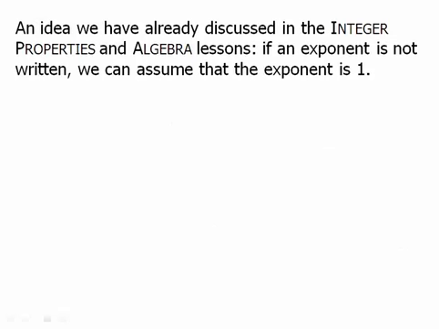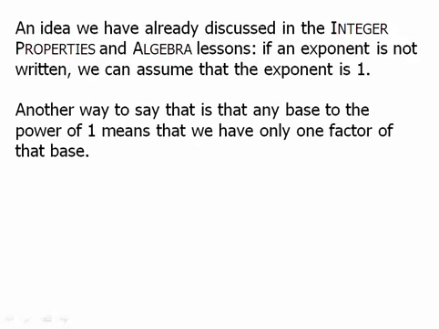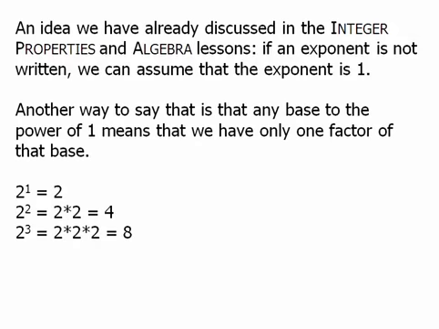An idea we have already discussed in the integer properties and algebra lessons: if an exponent is not written, we can assume that the exponent is 1. We talked a little about this in prime factorizations, and we talked about this again in the algebra module. Another way to say that is any base to the power of 1 means that we have only one factor of that base. So 2 to the 1 is 2. 2 squared is 4, 2 cubed is 3 factors, so that's 8. So again, we're using the exponent as a way to count the number of factors we have in the total product.